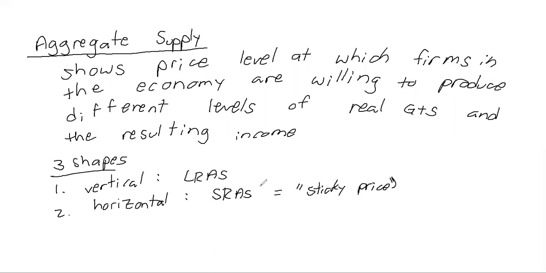So the horizontal curve is the short run aggregate supply because the prices aren't allowed to move in the short run. So remember, in the Keynesian model, prices adjust in the long run. The vertical allows for a price adjustment all the way up and all the way down. It's highly inelastic, so the prices can move. The third is a diagonal line, like a traditional supply curve. This one we won't use for this class. We'll mainly focus on the long run and the short run.